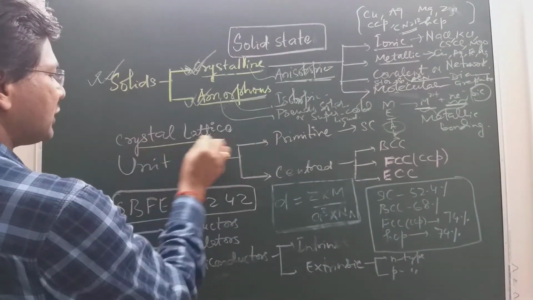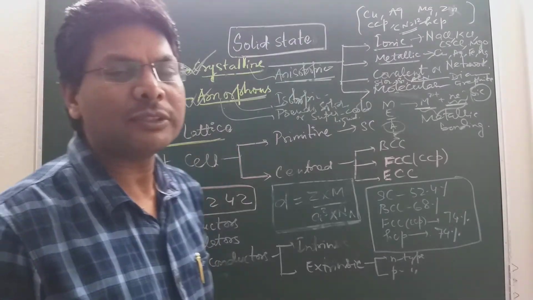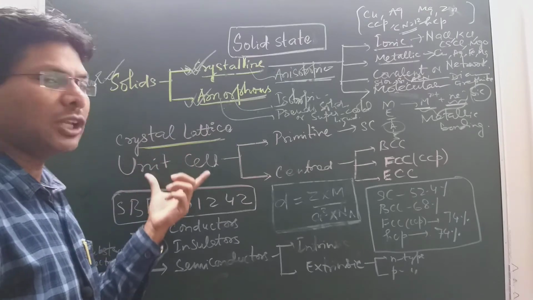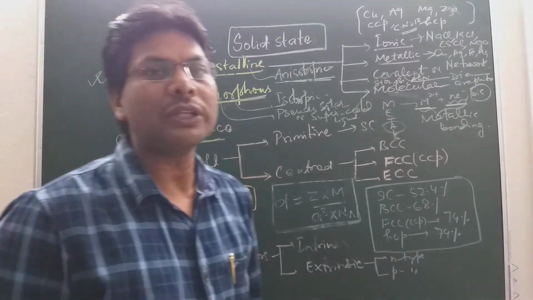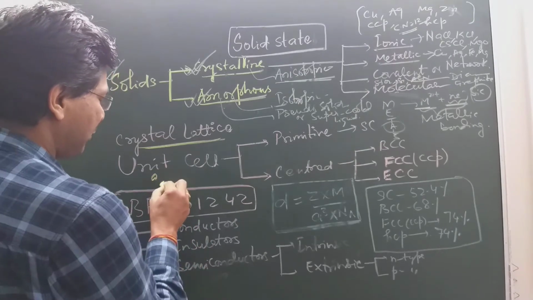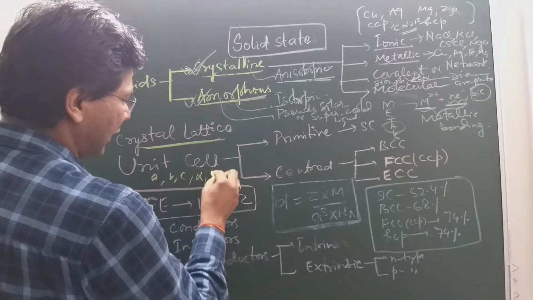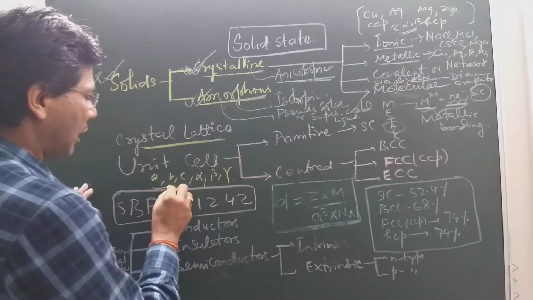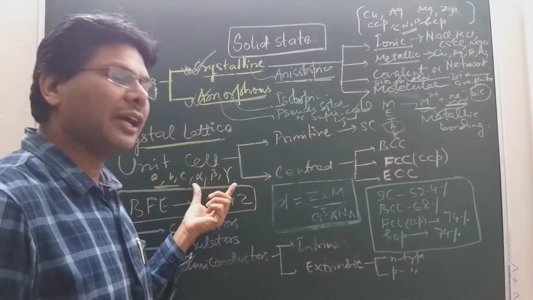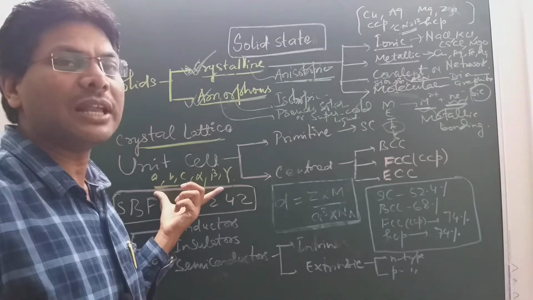Now coming to crystal lattice. Crystal lattice is the three-dimensional arrangement of particles in space. The unit cell is the smallest part of the crystal lattice which, when repeated in all directions, generates the entire crystal. Unit cells are characterized by a, b, c, alpha, beta, gamma. a, b, c are called edge lengths and alpha, beta, gamma are called edge angles. So these are the unit cell parameters.